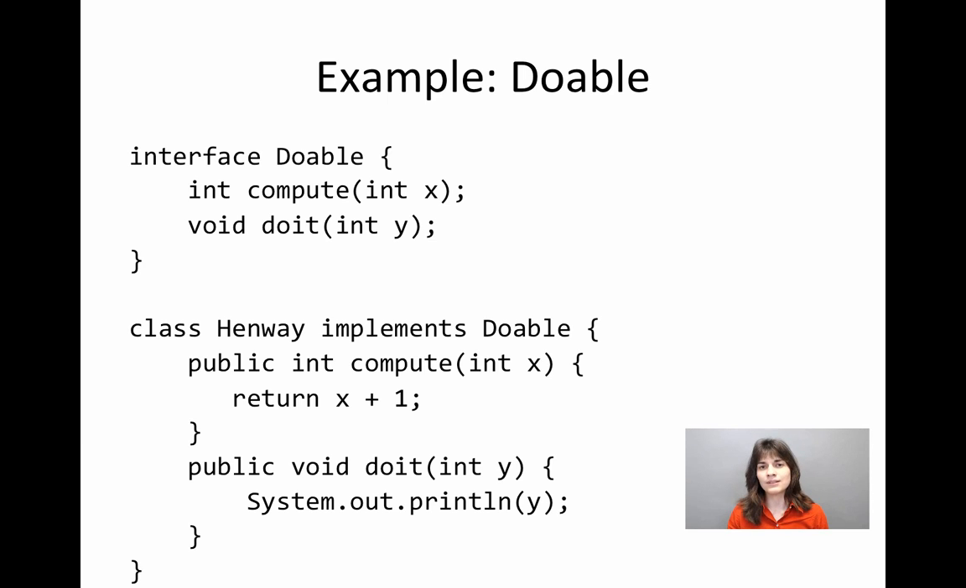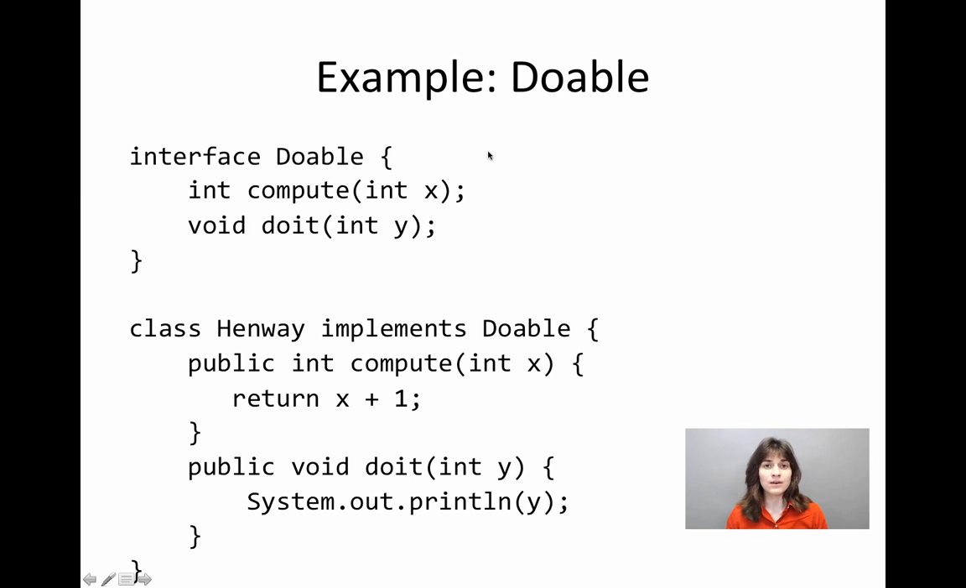Here is how we could define the interface Doable. We provide the headers for two methods. One is the method compute. It takes as a parameter an integer and it returns an integer. The other one is the method doIt, which is void. It doesn't have a return value, and it takes as a parameter another int. Very important to note is the fact that the headers of these methods end with a semicolon.